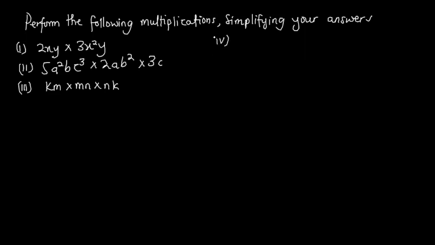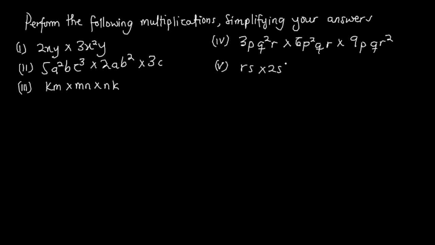Then the fourth one, we have 3p q squared r multiplied by 6p squared qr multiplied by 9p qr squared. Then the final one, we have rs multiplied by 2st multiplied by 3tu multiplied by 4ur. Okay, so these are the examples that we have to multiply. So let's go ahead and look at the solution.